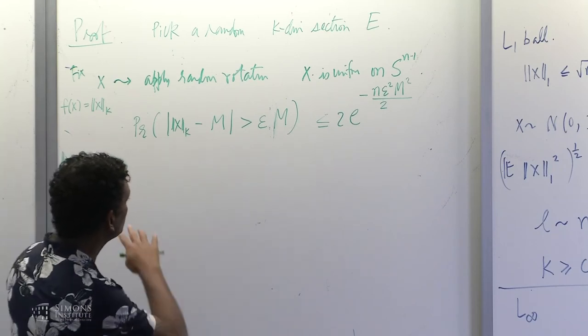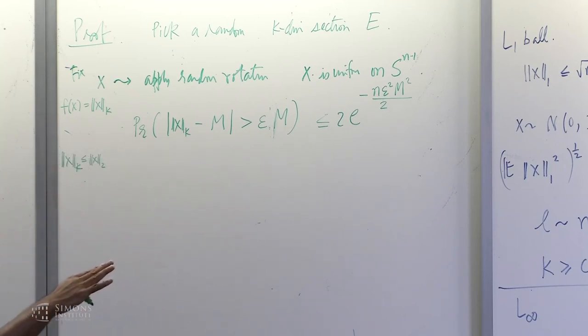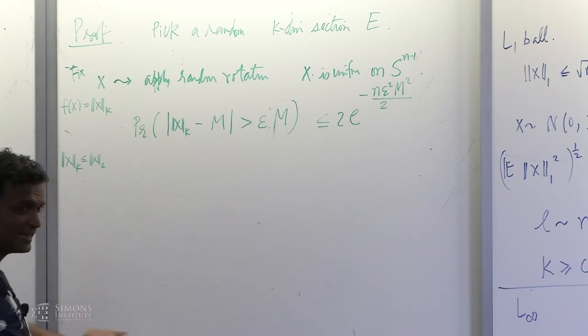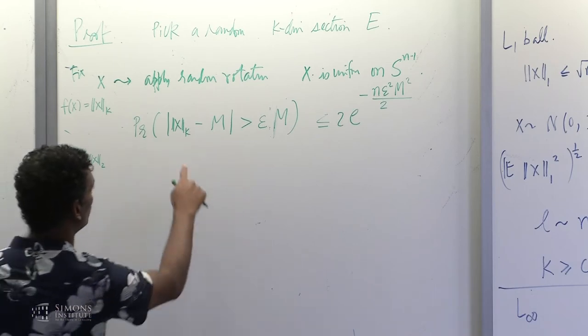So this we just get from Levy. We haven't done anything else. This is for a single point, a single random point. Okay. Now we need to prove exactly this, but for the entire section. Right? I mean, look at what this is saying.